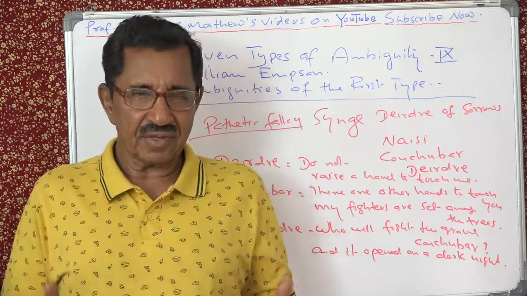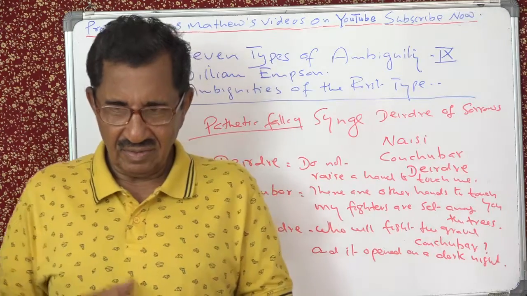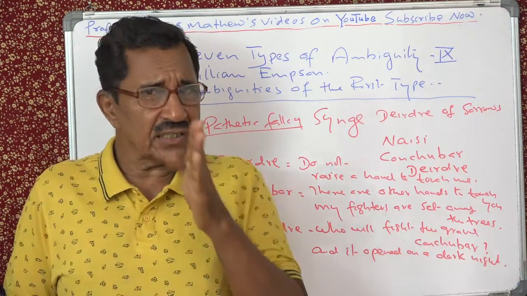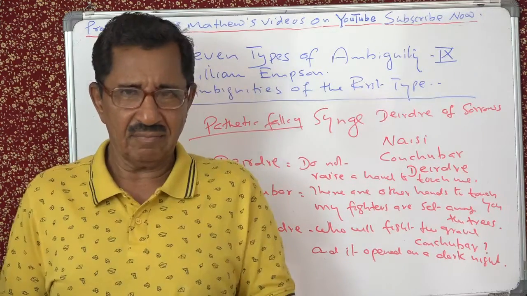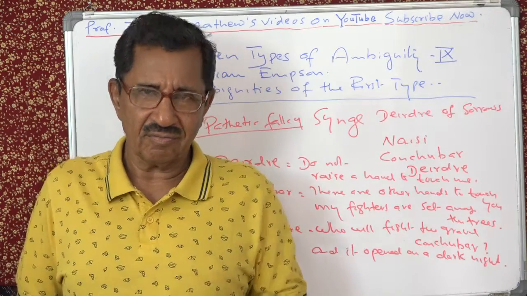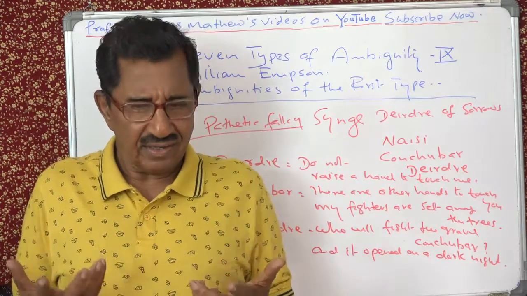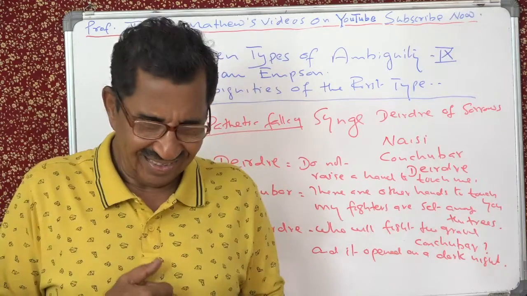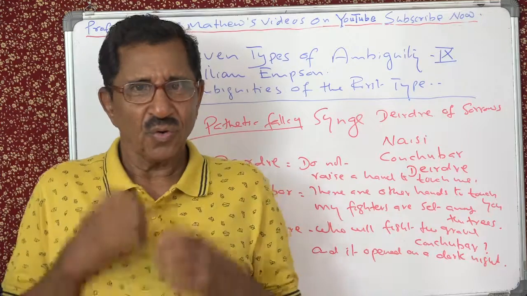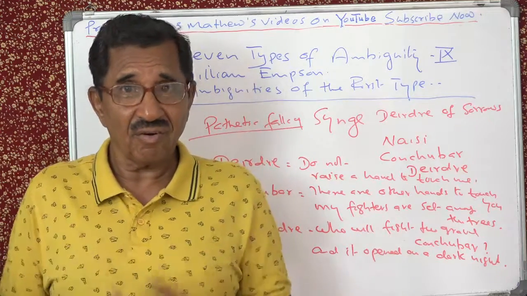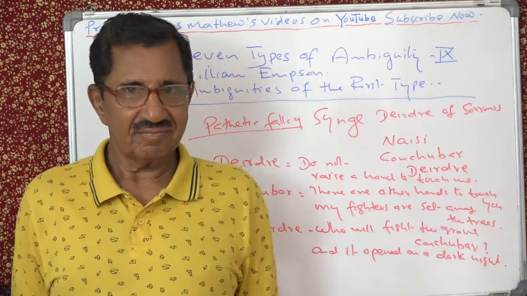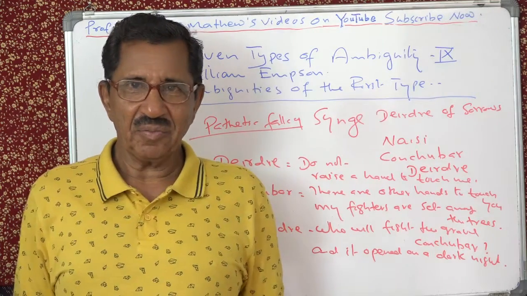And now, after rhythm, we find the clarity. You can easily remember this way: making strange images of death, neither. And also, who will fight the grave cohort? And it opened on a dark night. That is, I hope it is clear.